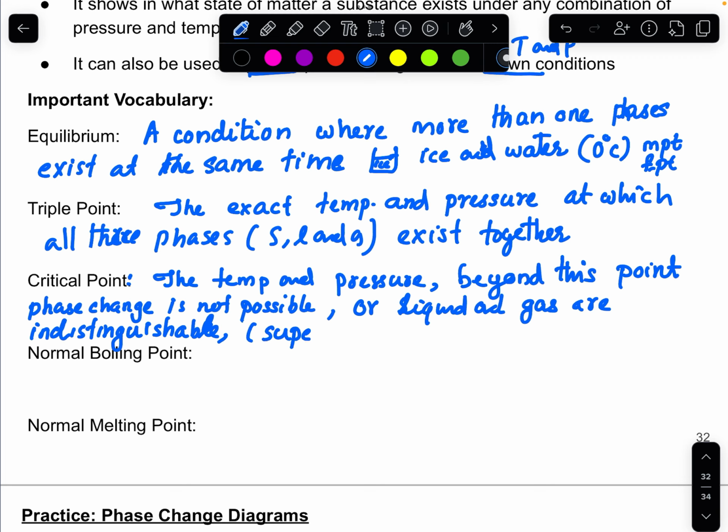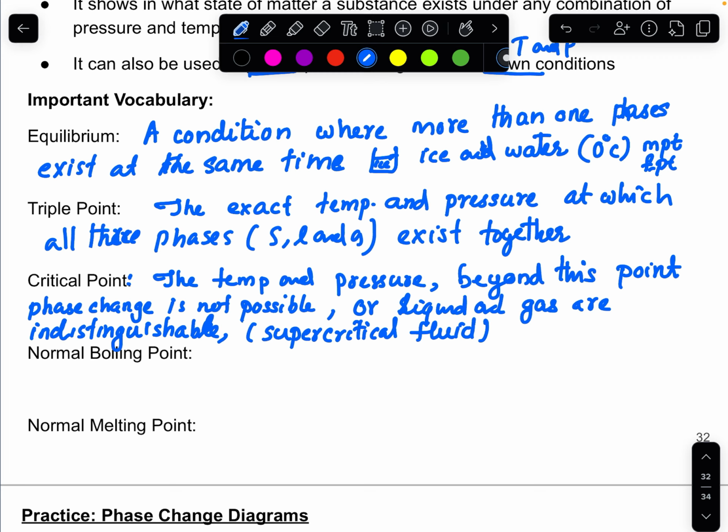It will act like a supercritical fluid. So it will behave like a gas and behave like a liquid. It will have both the properties, like gas and liquid. Okay.